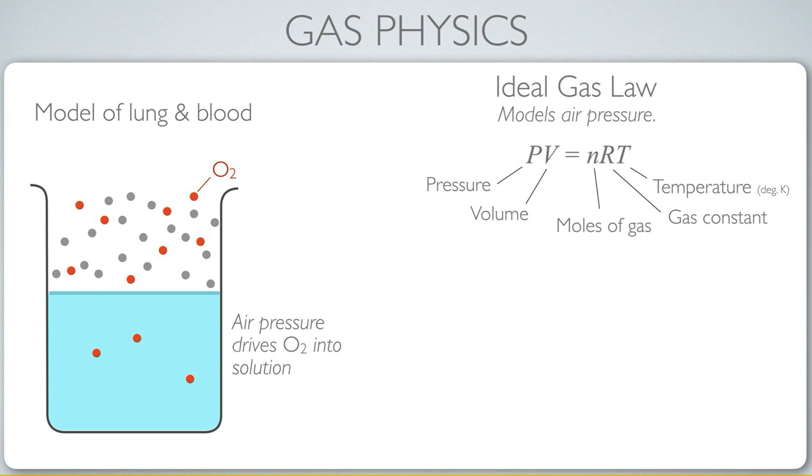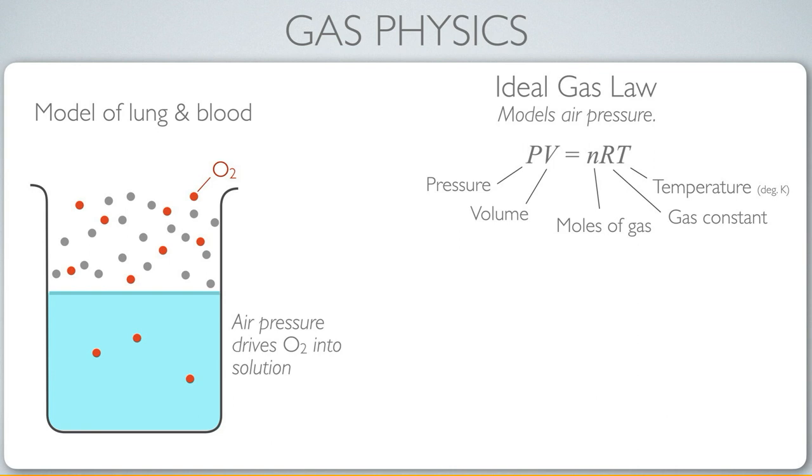Now, here's where the ideal gas law comes into play. The ideal gas law is a model of the relationship between pressure and other aspects of a gas that's in a container. So we have the volume of the gas within the container. You have the number of molecules in terms of moles of that gas that's within the container. Then there's a couple of constants. So you have the gas constant and then temperature, which can change, but in the body it stays pretty consistent.